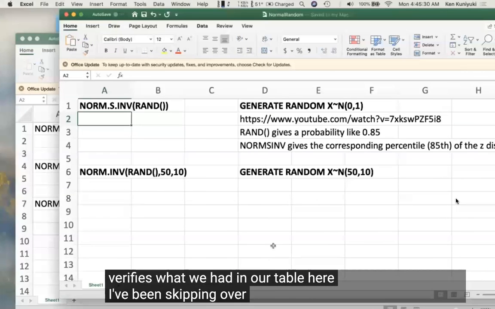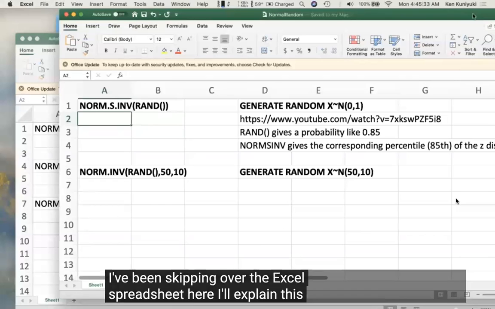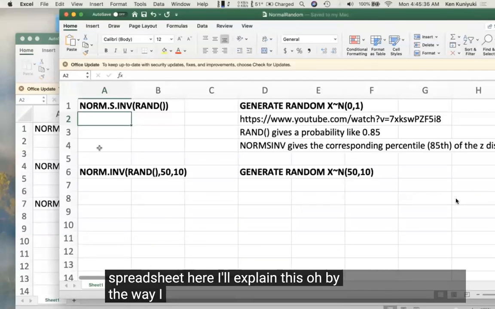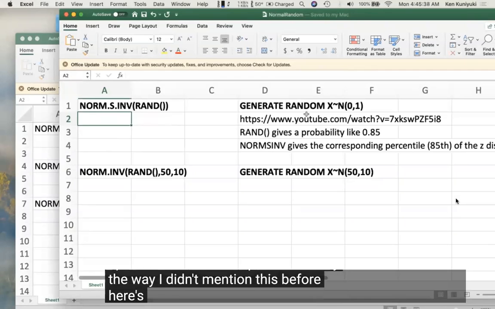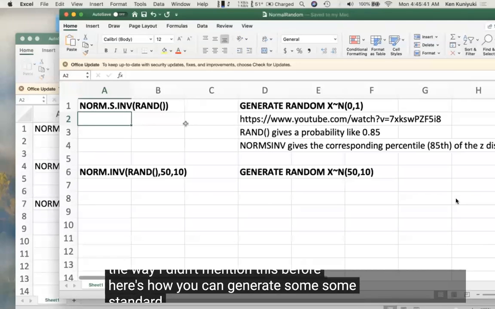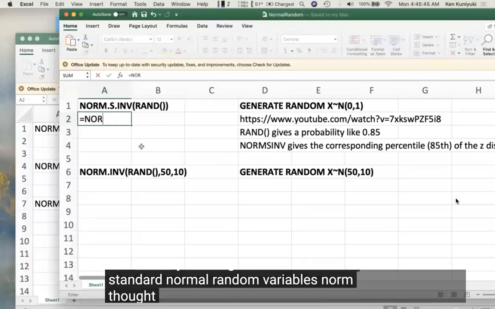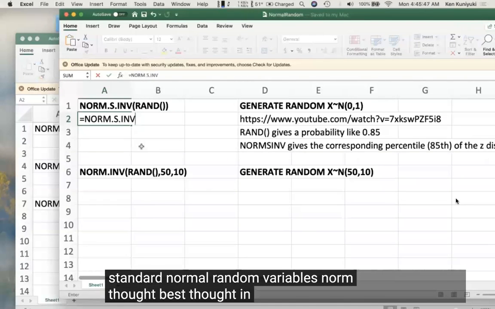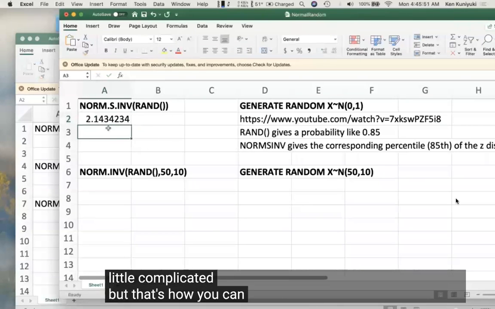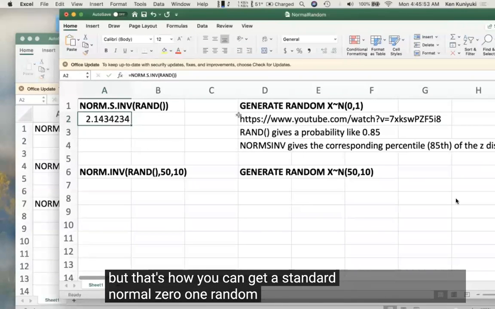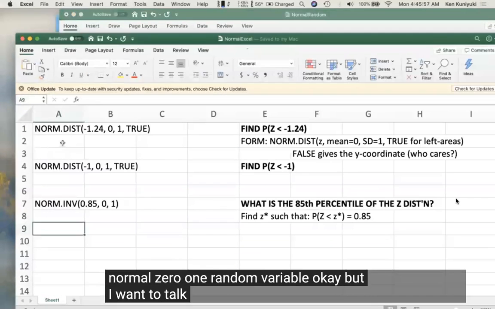I've been skipping over the Excel spreadsheet here. I'll explain this. By the way, I didn't mention this before. Here's how you can generate some standard normal random variables: norm.s.inv rand. It's a little complicated, but that's how you get a standard normal 0, 1 random variable. But I wanted to talk about this over here.